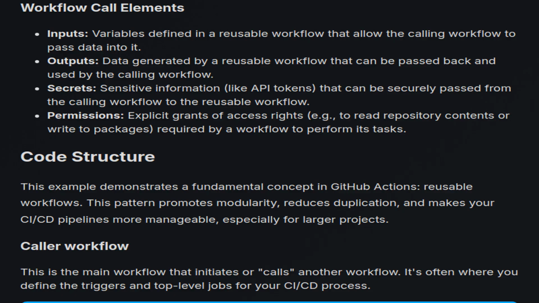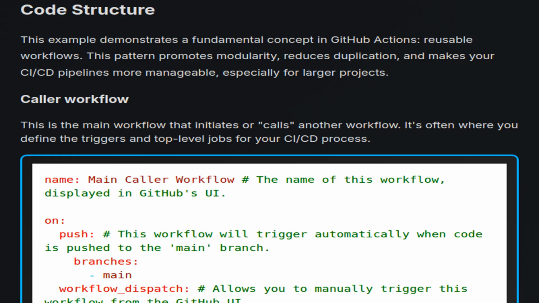Key components of a reused workflow include inputs for data transfer, outputs for returning data, secrets for securely passing sensitive information, and permissions that define the access rights required by the workflow. This structure ensures a smooth interaction between the caller and callee workflows. This section explains the typical structure of the code in GitHub Actions, promoting the concept of reusable workflows that enhance the modularity and manageability of CI/CD processes, particularly beneficial for large-scale projects.